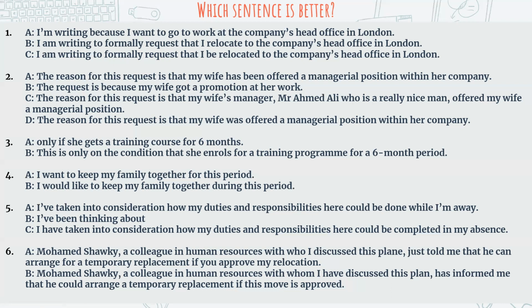I have taken into consideration, which means I've been thinking about, but point B, I've been thinking about, is informal English. I shouldn't be saying I've been thinking about in a formal letter. So: I have taken into consideration how my duties and responsibilities here could be completed in my absence. So I should not be saying "while I'm away." This is informal English. I should say something like "completed in my absence."